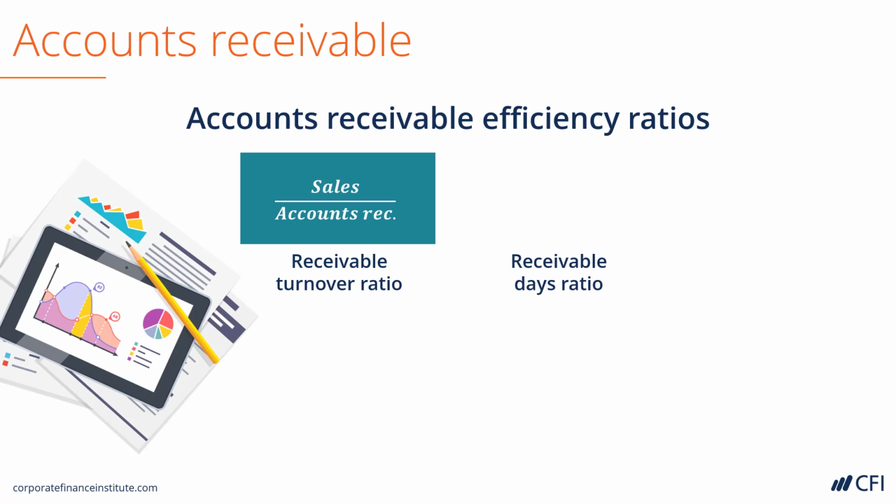Now let's look at the accounts receivable days ratio. This time, instead of looking at the number of times that accounts receivable turns over in a year, we're going to look at the average number of days it takes for that inventory to turn over. So the formula to calculate this is equal to the accounts receivable balance on the balance sheet, either the ending period or the average of the last two periods, multiplied by 365 days, or however many days are in the period, and then divided by sales.